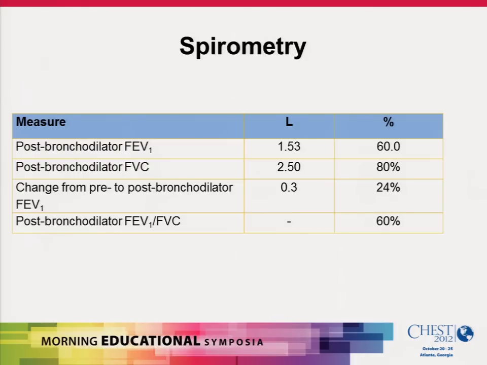So this is her spirometry. You can see her post-bronchodilator FEV1 is 60% of predicted, and she improves by 300 milliliters or 24%, and her post-bronchodilator FEV1/FVC is 60%. Didn't change.